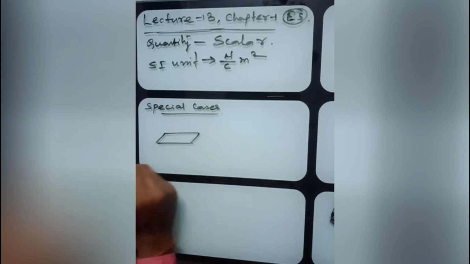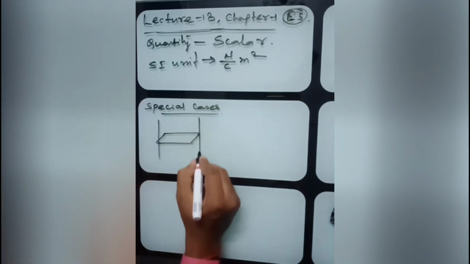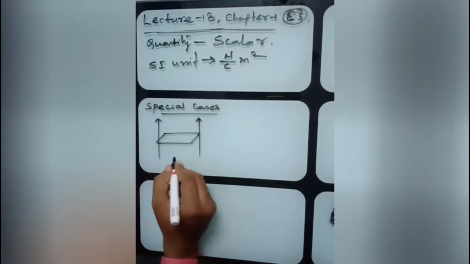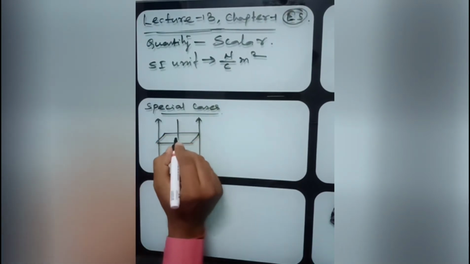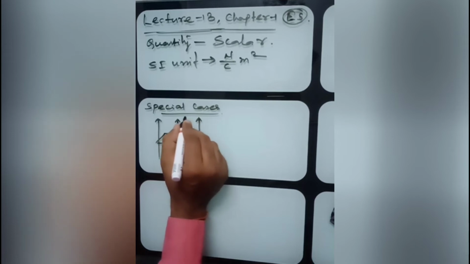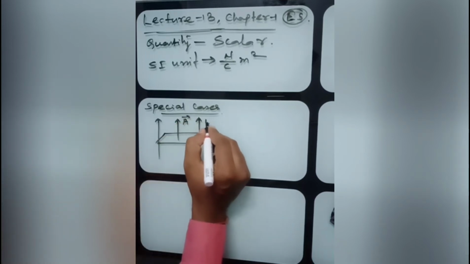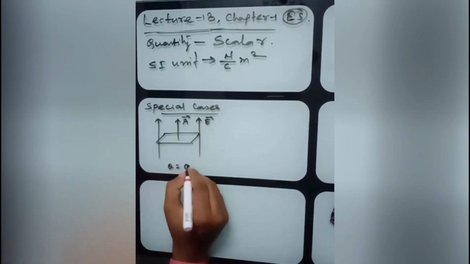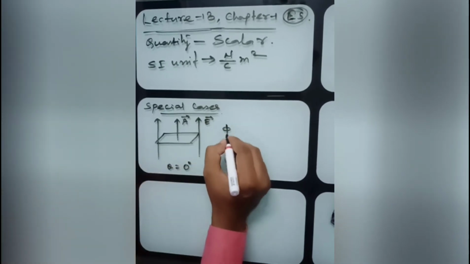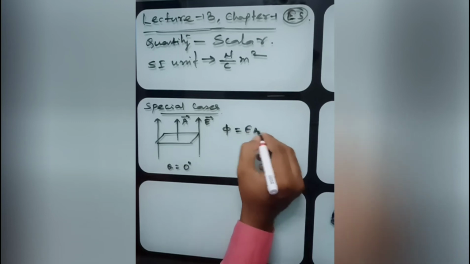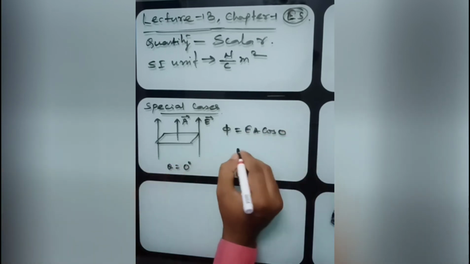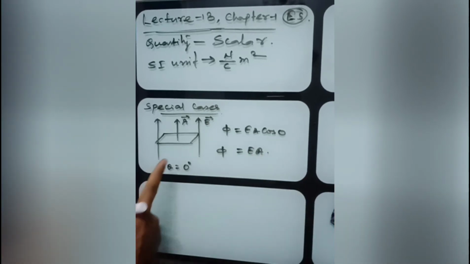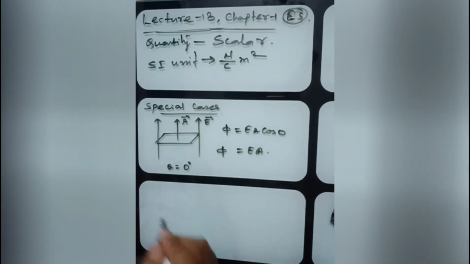This is the plate area, and the electric field is coming from downward. If this is the plate area A, and this is the electric field, what will be the theta over here? Theta is how much? 0 degree. Then the flux will be E A cosine 0, and this flux will be E times A. Of course, this plate is capable of stopping the maximum flux.